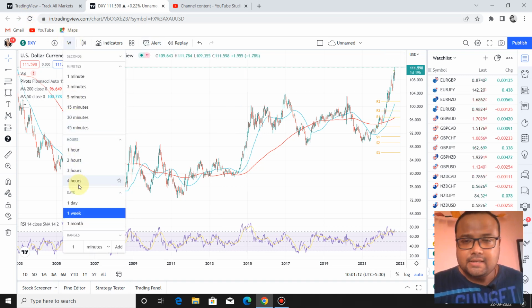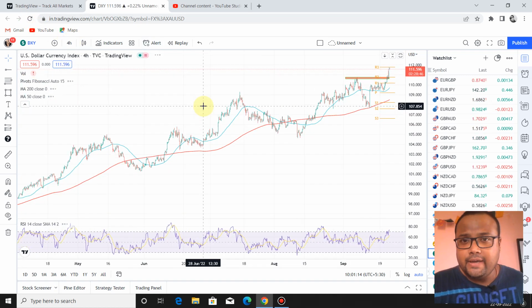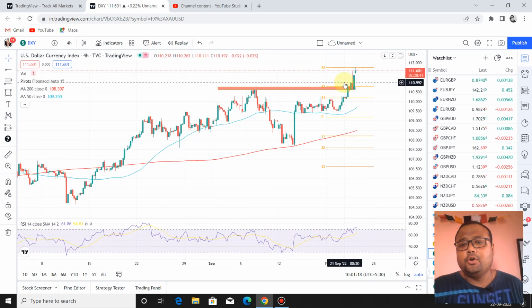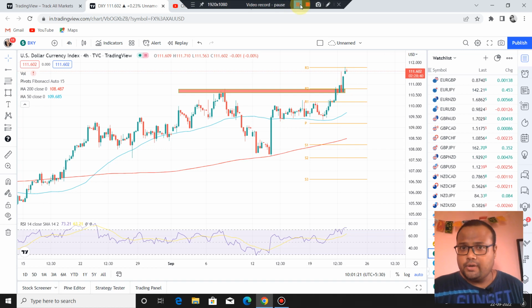So my dear friends, trade accordingly. DXY is bullish, so in case DXY comes down also, those will be temporary corrections only.